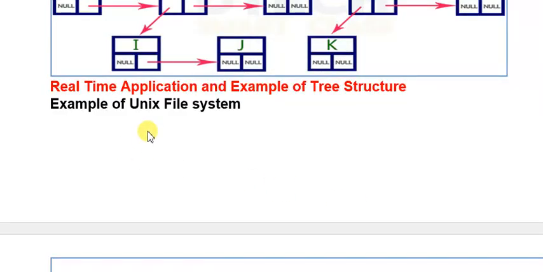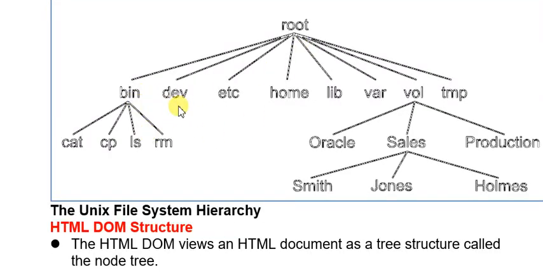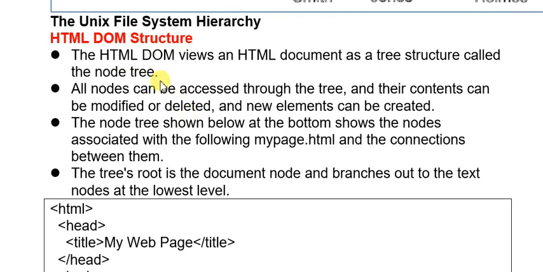Real-time applications and examples of the tree structure. Example of the Unix file system: root, bin, dev, etc., home, lib, var, volume, temp. Bin will divide into 4 directories. Var will divide into Oracle, sales, productions. The Unix file system hierarchy. HTML DOM structure.